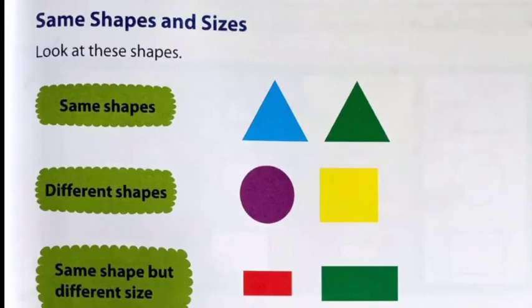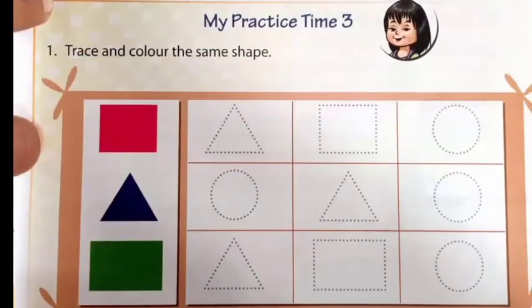Now let's talk about same shapes and same sizes. Look at these shapes. आपको कुछ shapes दी गई हैं. First one is same shape. Here two triangles are given which have the same shape. Then you have different shapes. In this picture you have one circle and one square which have different shapes. And the last one has the same shape but different sizes.